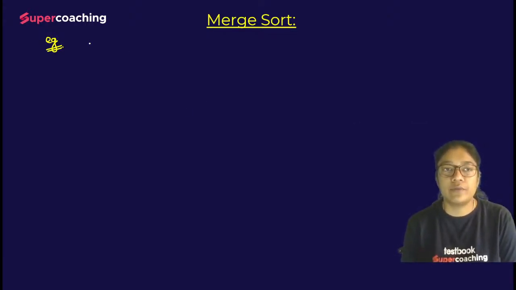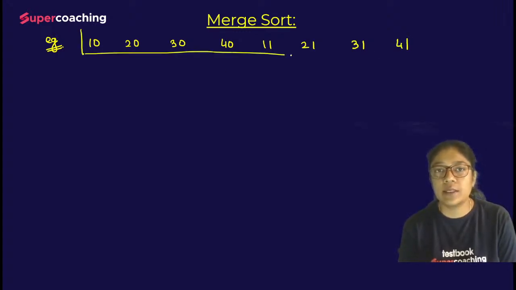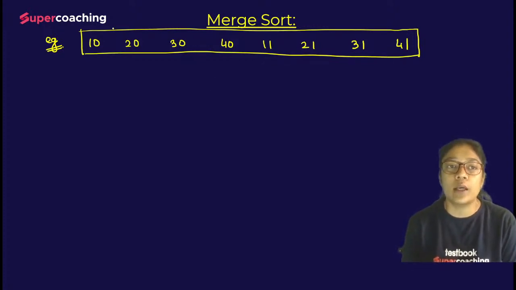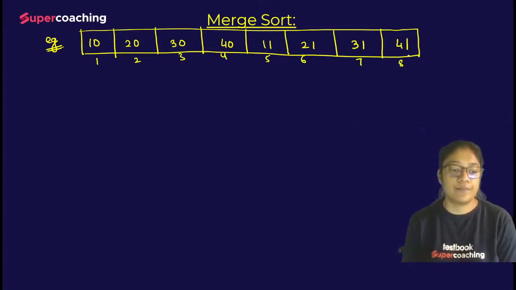So let's consider some example. Let's say we have the elements like 10, 20, 30, 40, 11, 21, 31 and 41. These are the elements of an array. ये एक array में आपको elements given हैं और इस array को हमें sort करना है. That means expected output will be 10, 11, 20, 21, 30, 31, 40 and 41. So here we have the index positions of an array. Let's assume that this is 1, 2, 3, 4, 5, 6, 7 and 8.